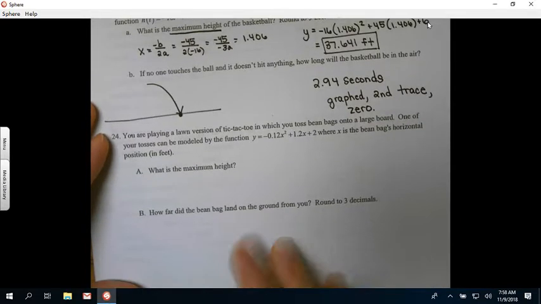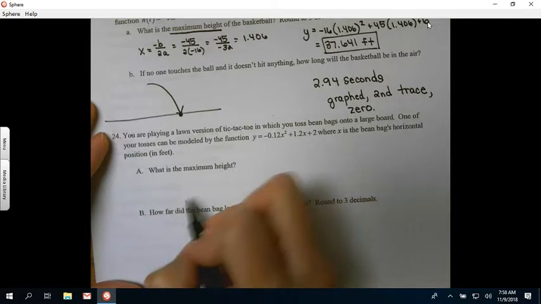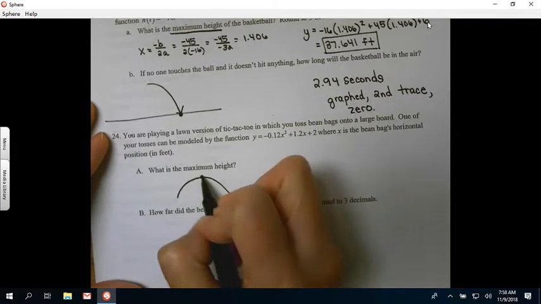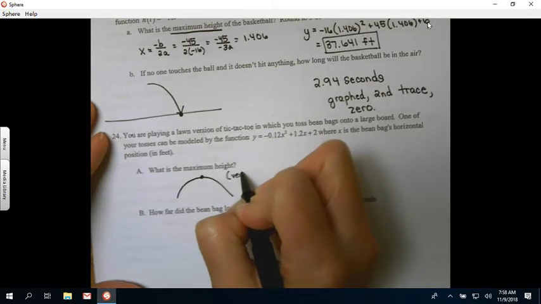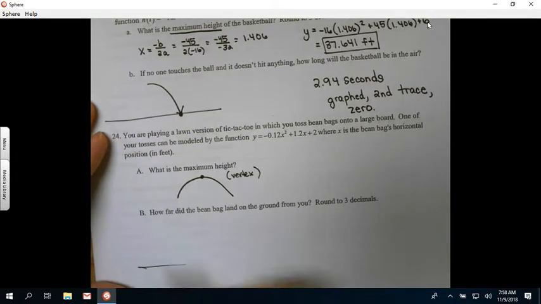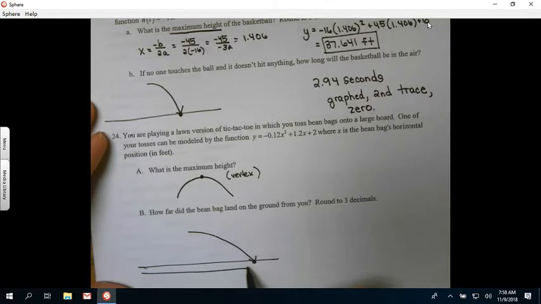Same thing right here. We are looking at maximum height. You're throwing a beanbag, so I'm looking at maximum height. I want the vertex. Down here, I want to know how far it traveled this way. So again, I'm looking for my zero.